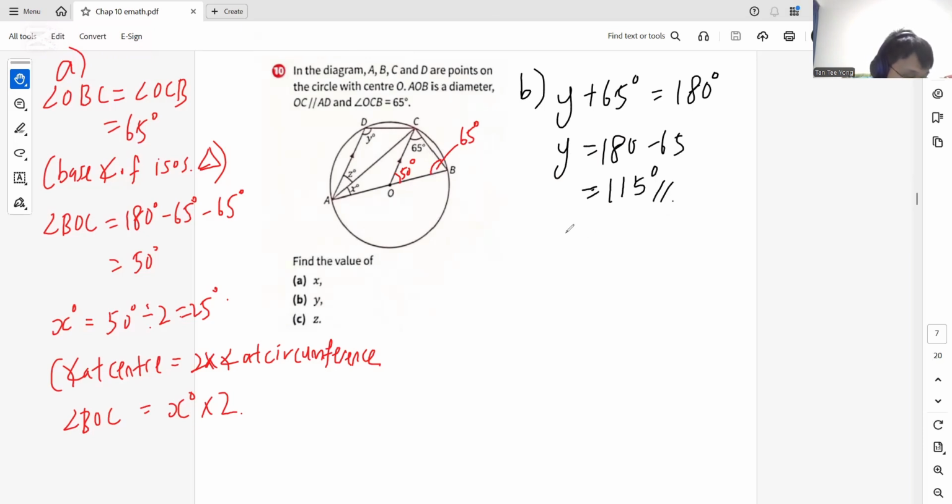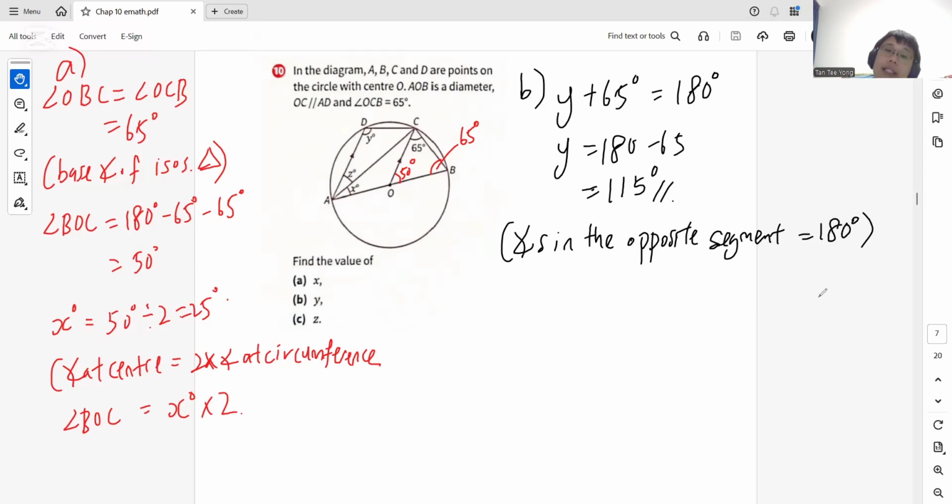So the reasoning here is angles in the opposite segment, and they add up to 180 degrees. Okay, so this is for part B. Let's move on to part C, to find z.